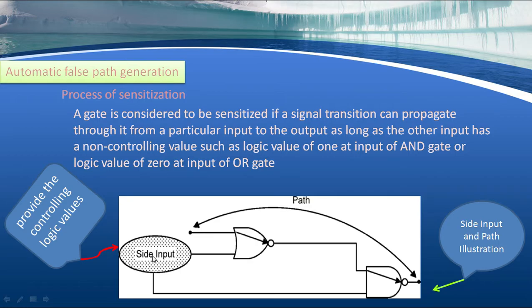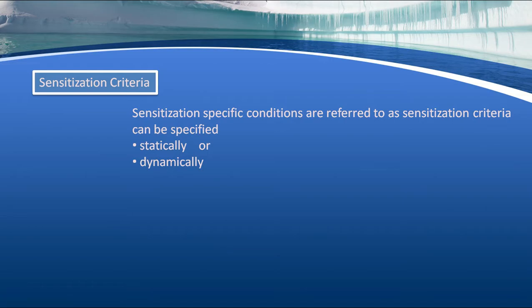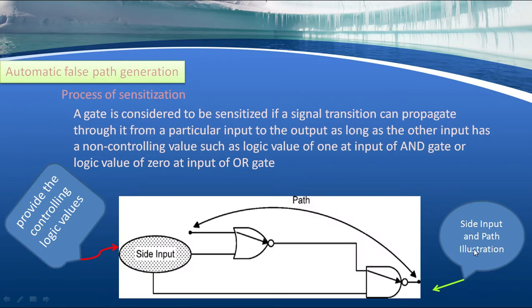This must be there. If this is a non-controlling value at the side input, so this is the side input path, then this is the sensitization criteria. This is the side input and path criteria. It is for an AND gate. Consider from this, it is a false path, automatic false path generation. One of the AND gate or value 0 at input of OR gate.